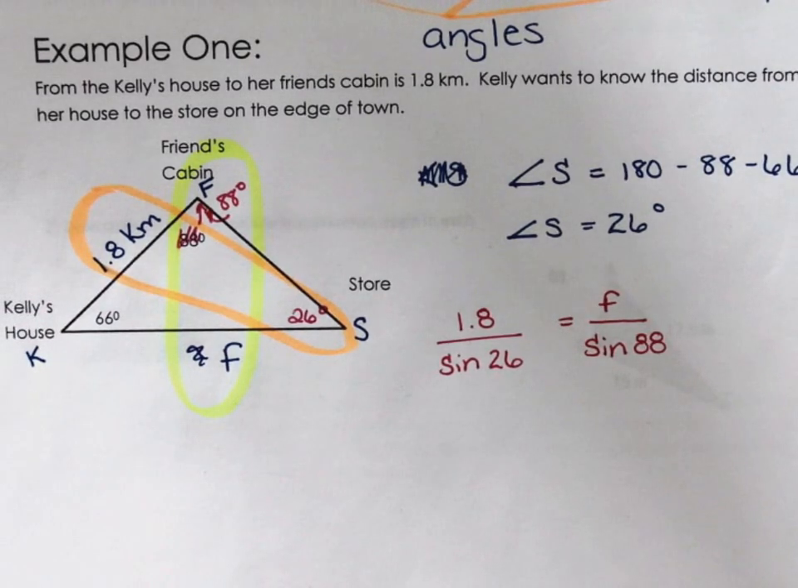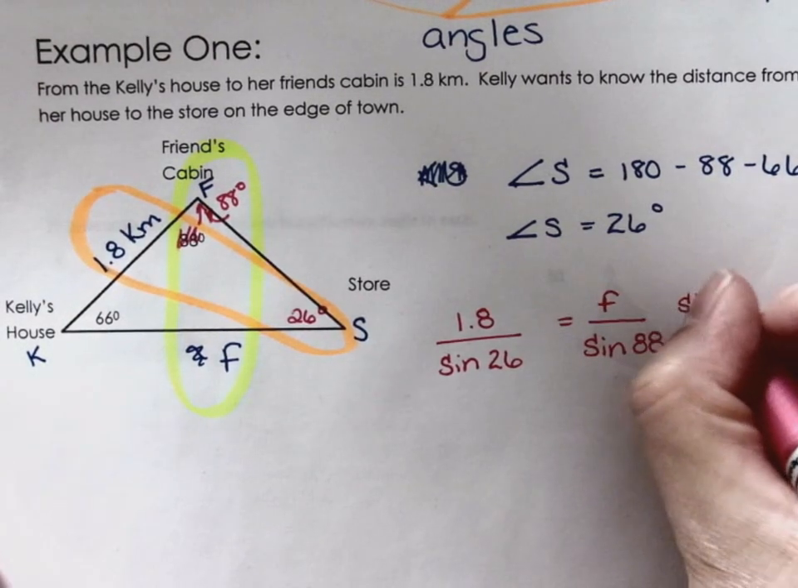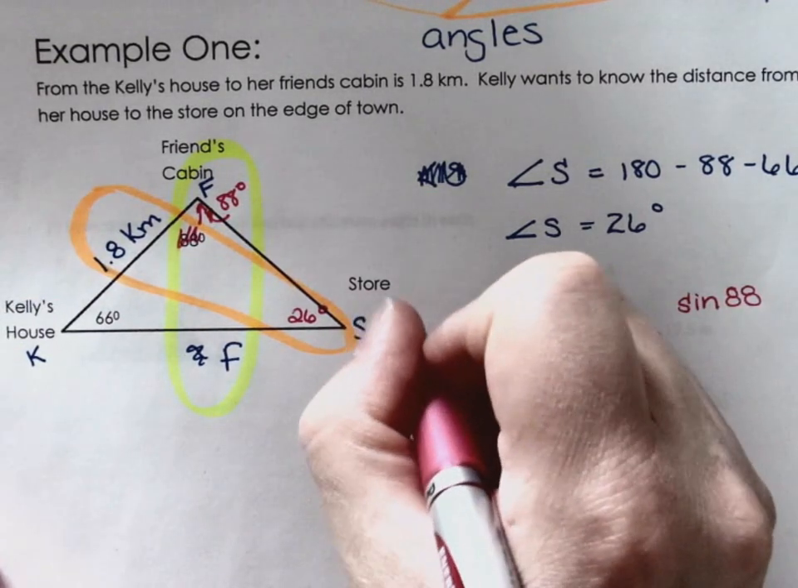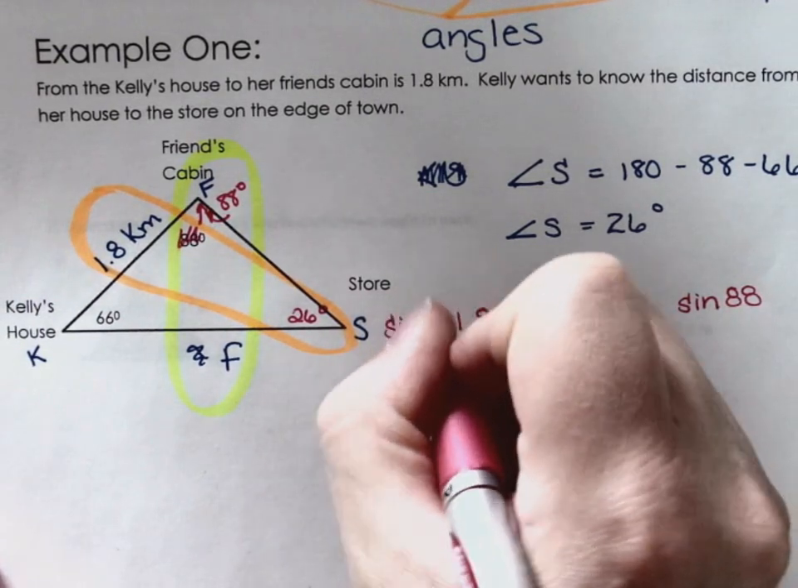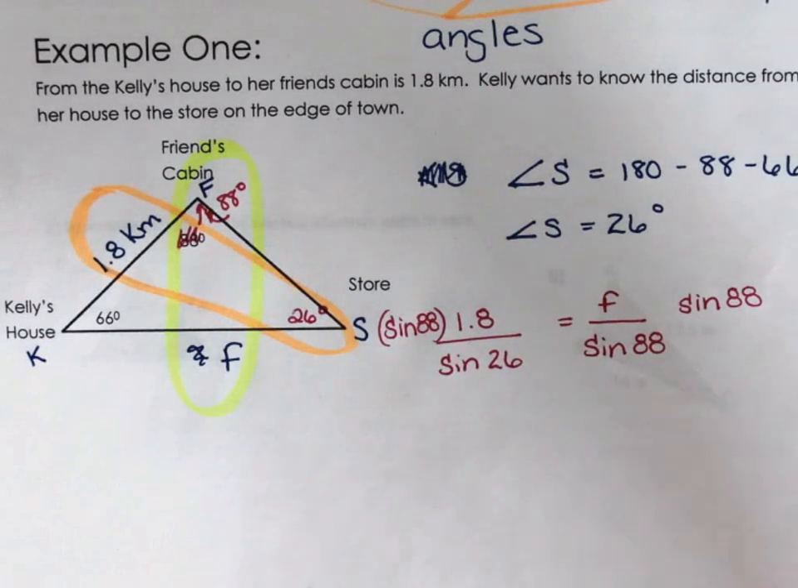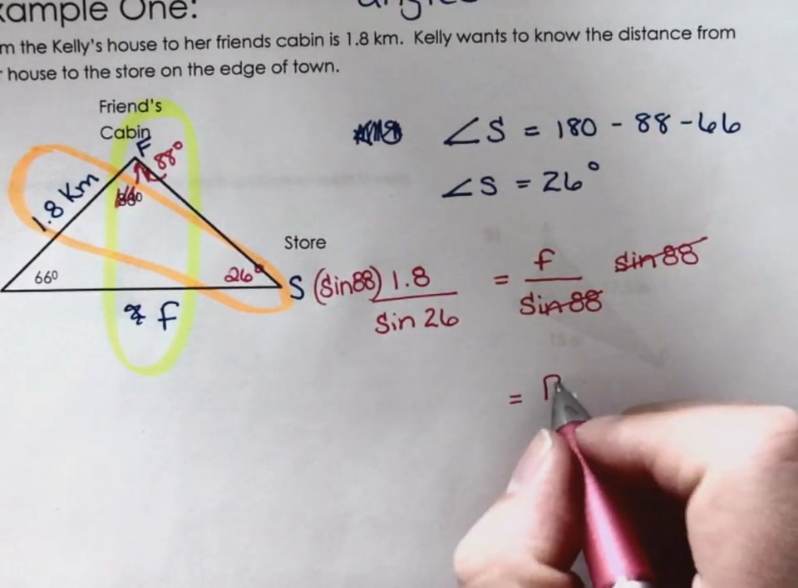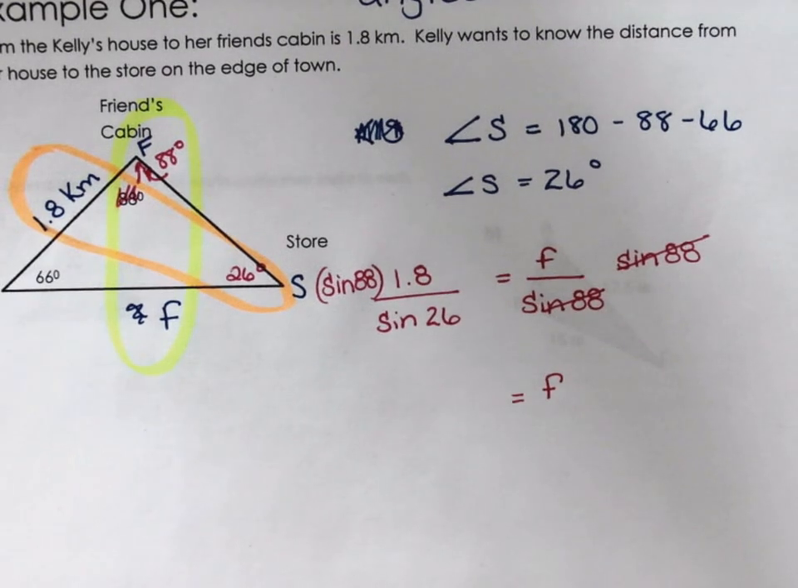Okay, mathematically speaking, how would I tackle this? Times both sides by sine of 88. Okay, times both sides by sine of 88. You guys have done a million of these. And so we know that those two things will cancel each other out. So I'm left with F on this side.